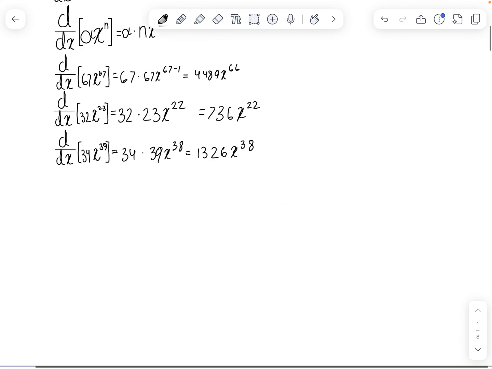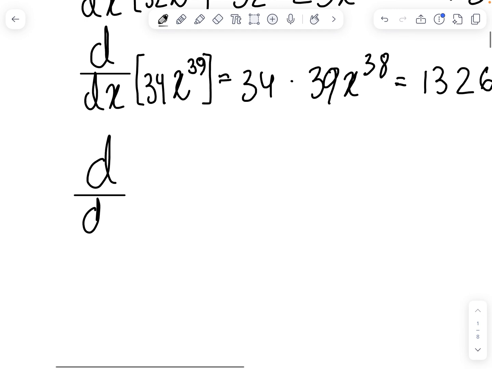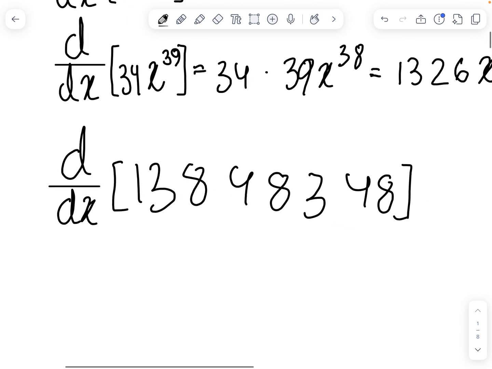Now let's move on. Those are just basic power rules. These are some exceptions. What is the derivative of, just writing a random string of numbers, 13,848,348?